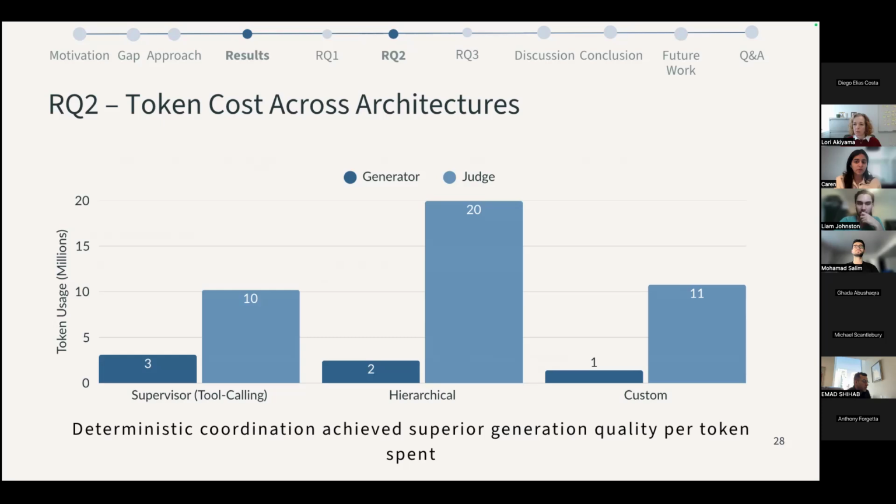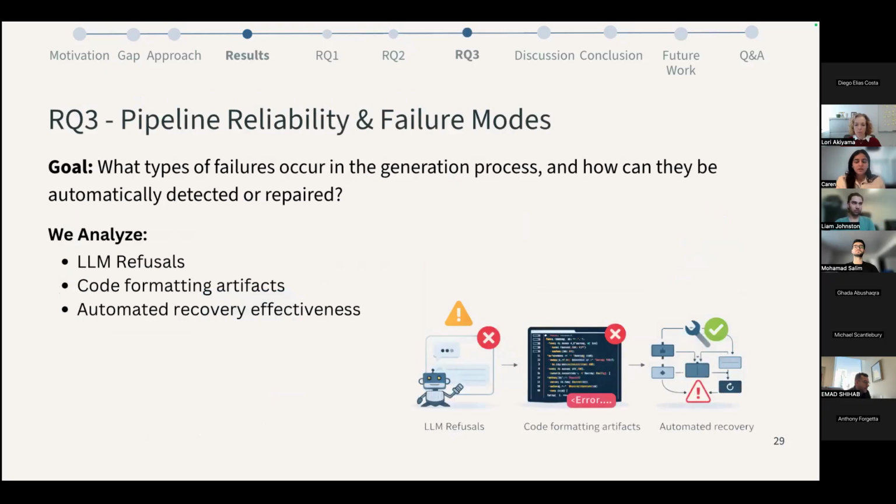Another interesting observation is that the judge models dominate token consumption, using on average 5.9 times more tokens than the generators. This reveals that evaluation, not generation, is the primary scalability bottleneck in multimodal pipelines. And finally, for the third research question, we looked into the pipeline reliability and the failure modes.